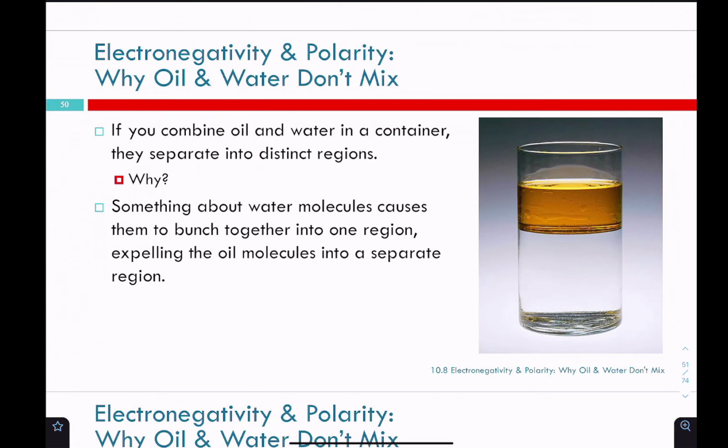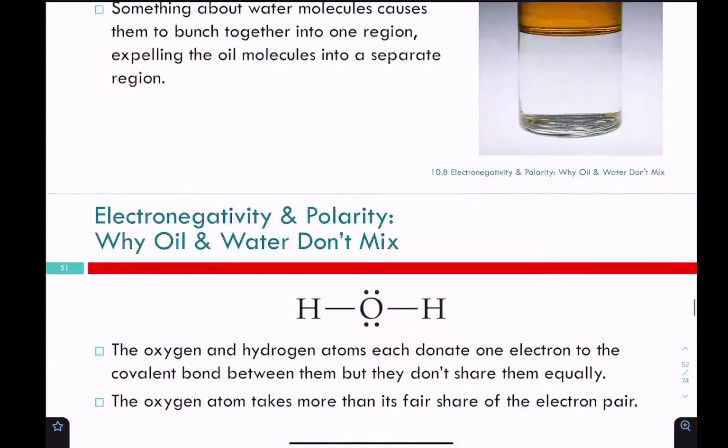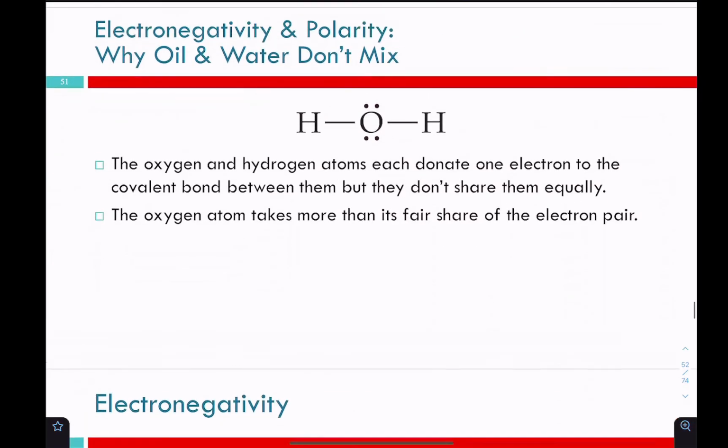So if you combine oil and water in a container, they separate into distinct regions. So there's something about the water molecules that causes them to bunch together and not mix with the oil molecules. Is that why we use soap to wash our hands? Yes, you're going to learn why soap works.